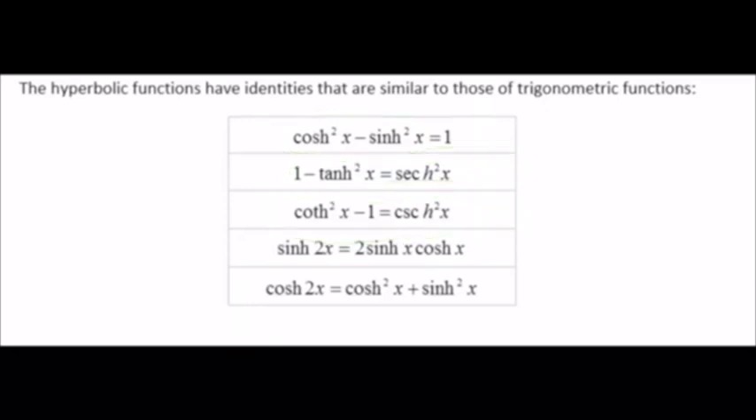Okay, the last two are similar to the double angle identities for the trigonometric functions. The only difference I think is the positive sign. In the double angle identity for trigonometric functions, it's cosine squared x minus sine squared x. In the hyperbolic functions, the hyperbolic cosine of 2x is equal to hyperbolic cosine squared of x plus hyperbolic sine squared of x.